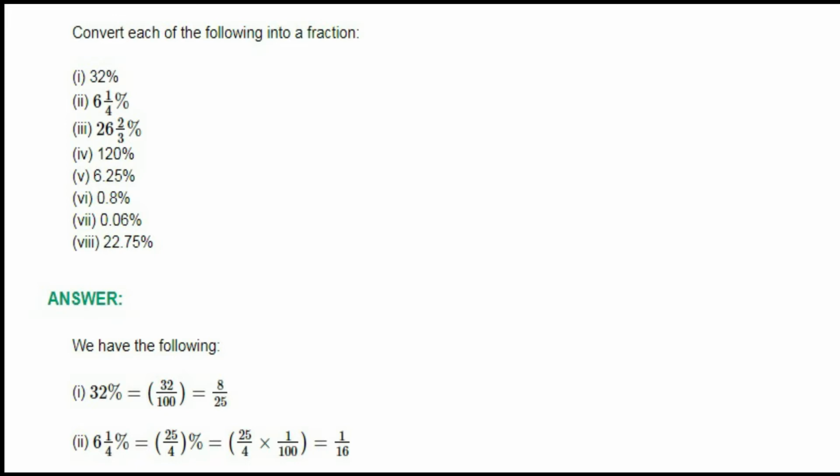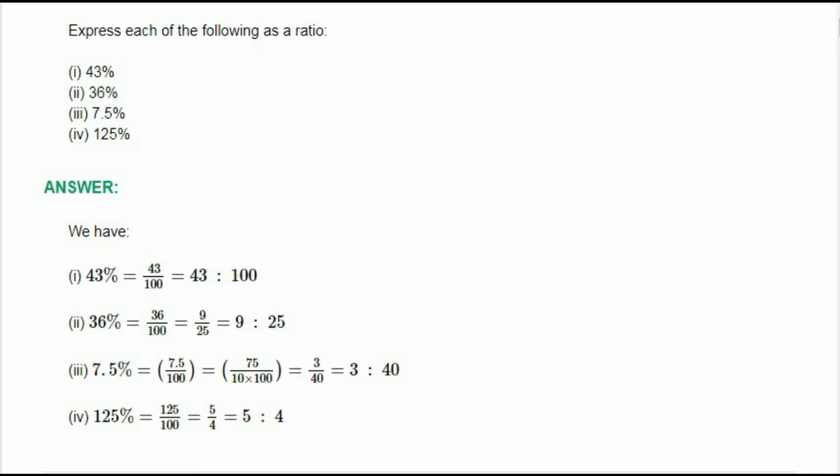Again 6 1 by 4, it is a mixed fraction, and if we convert it into an improper fraction, that is 6 fours are 24, 24 plus 1, 25 by 4. And as this is in the form of a fraction, in this case we have to write it into 1 by 100, not by 100. If we write 25 by 4 into 1 by 100, that is 1 by 16.